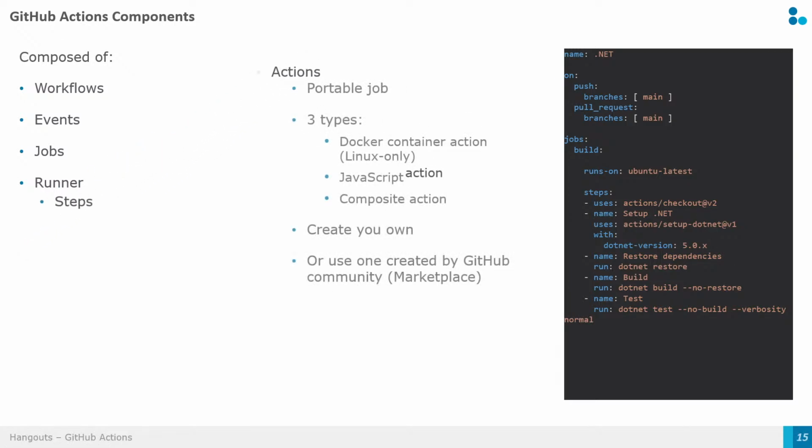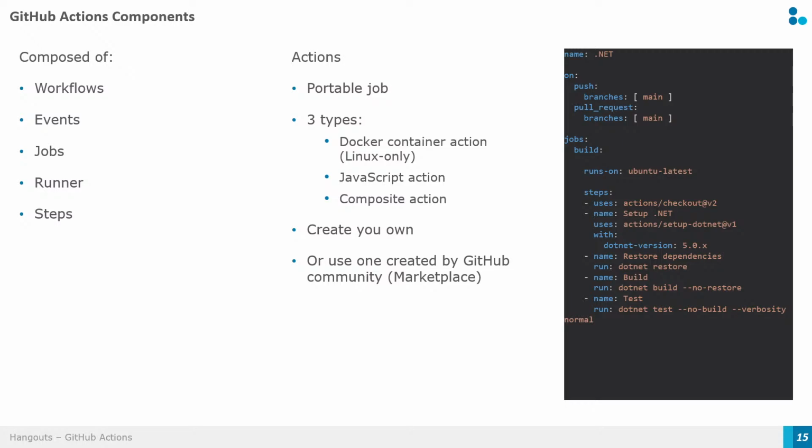And then we have the actions themselves. An action is like a portable job that you can carry between workflows. And we have three types of actions. It can be a Docker container action, which is only supported on Linux. And that's why I said that we prefer to use Linux images to run our workflows, because we don't have a limit on the actions we can use.